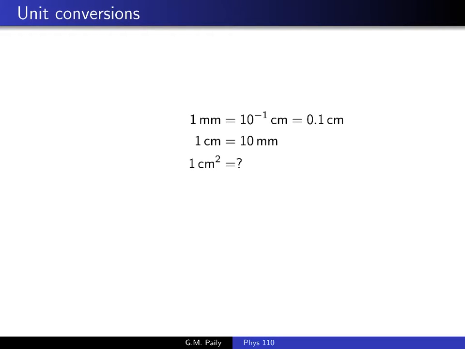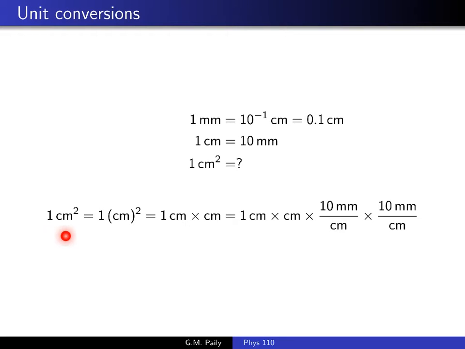What is 1 centimeter squared? It is not 10 millimeters squared. Okay, 1 centimeter is 10 millimeters, but 1 centimeter squared is not 10 millimeters squared. Why? 1 centimeter squared is 1 times a centimeter squared, which means it is 1 centimeter times centimeter, which means when we want to convert into millimeters squared, we need 2 conversion factors to cancel out each of the centimeters. So this centimeter cancels with this centimeter cancels with this centimeter. The result is 1 centimeter squared is 100 millimeters squared.